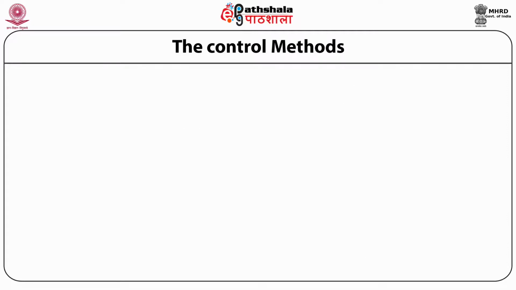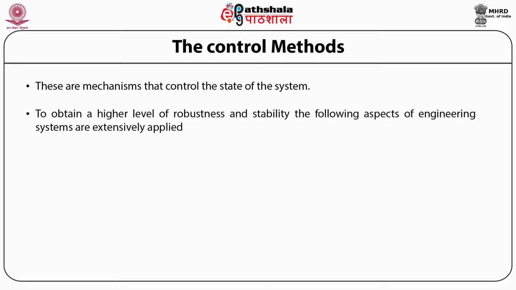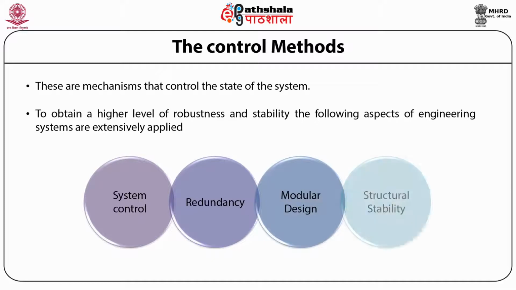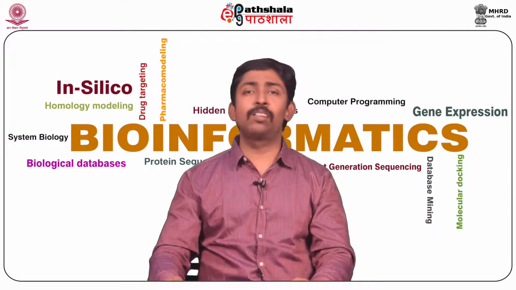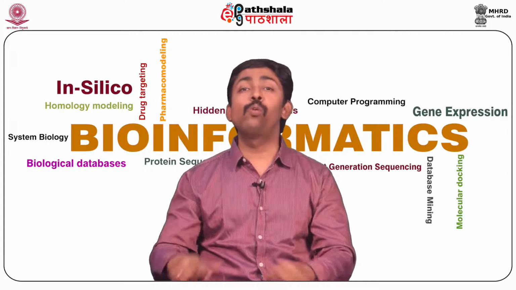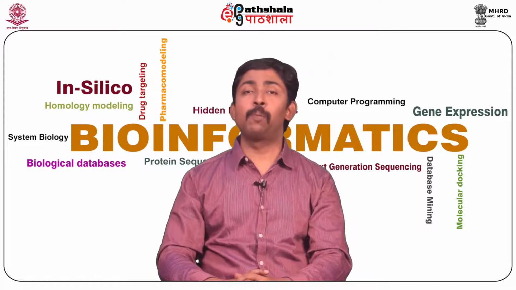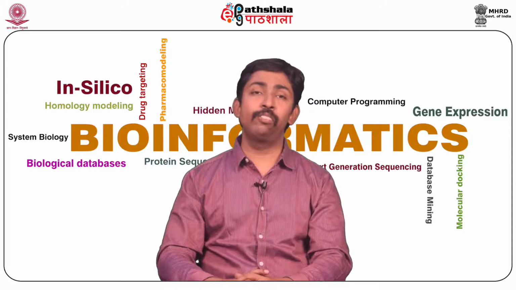The control methods. These control methods are mechanisms that control the state of the system. To obtain a higher level of robustness and stability, the following aspects of engineering systems are extensively applied: system control, redundancy, modular design, and structural stability. The next important concept that we have to understand is how the system control is achieved. Normally, there are two important methods of system control, which are feed-forward control and feedback control.